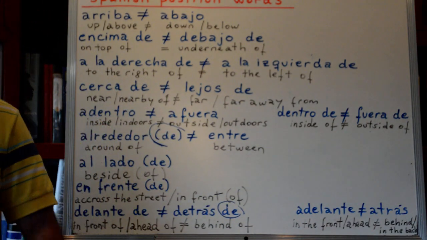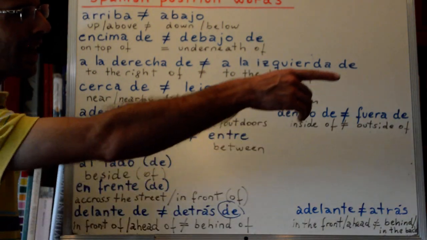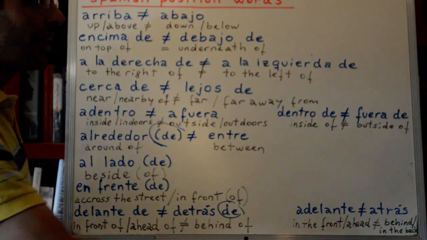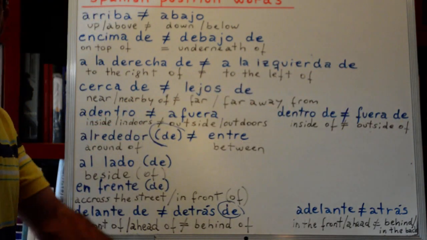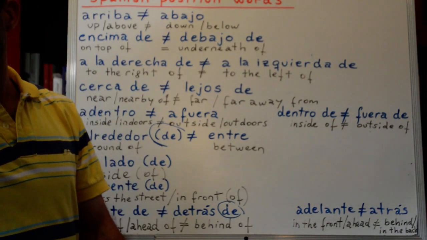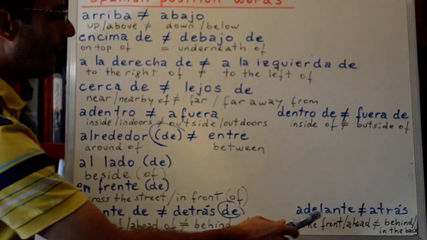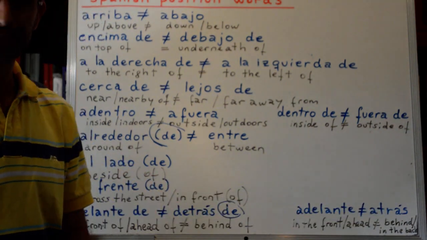Okay? ¿Dónde está esto? Where is this? Está allá adelante. It's there in front. Okay? Or, ¿dónde está esto? Está allá atrás. It is in the back, behind, atrás, okay?